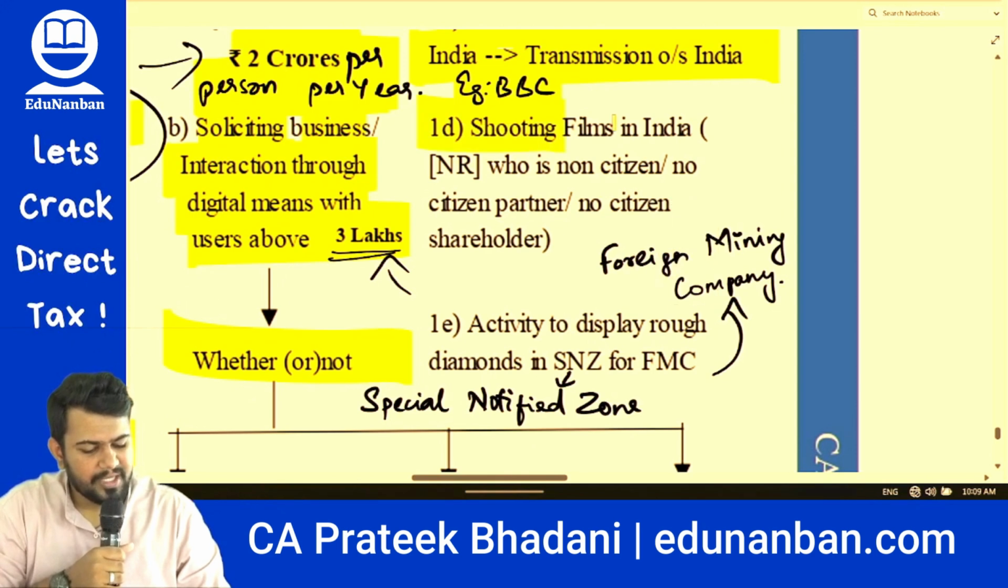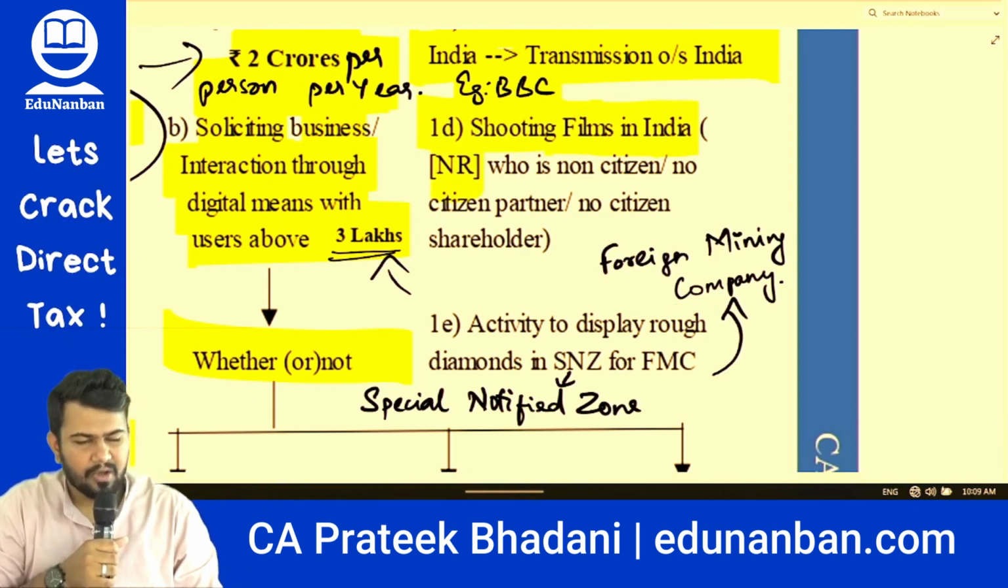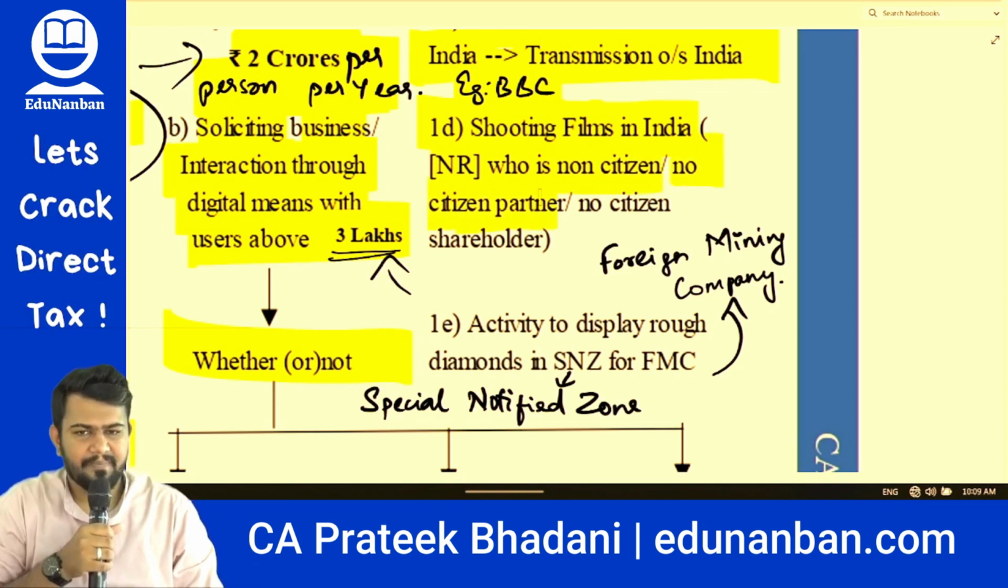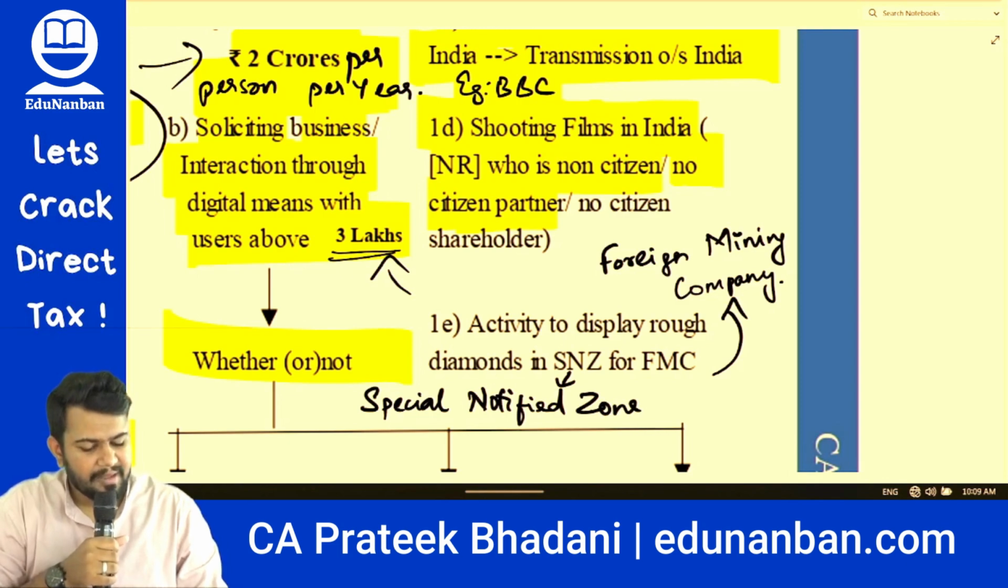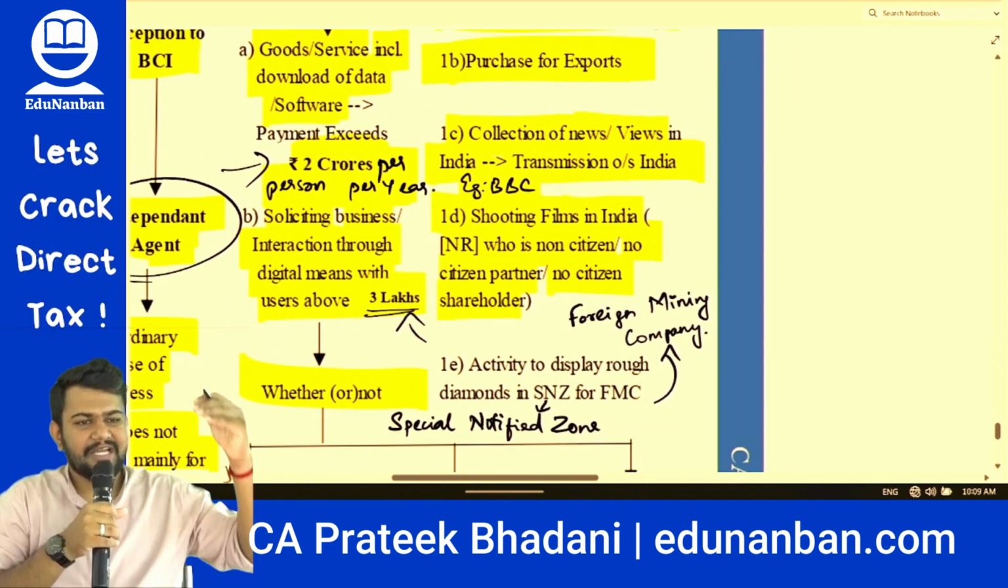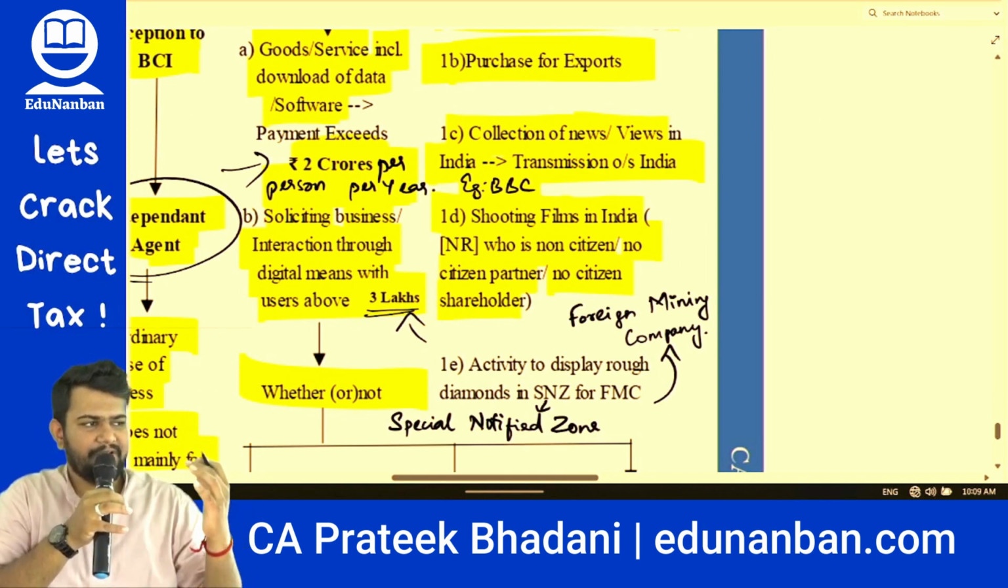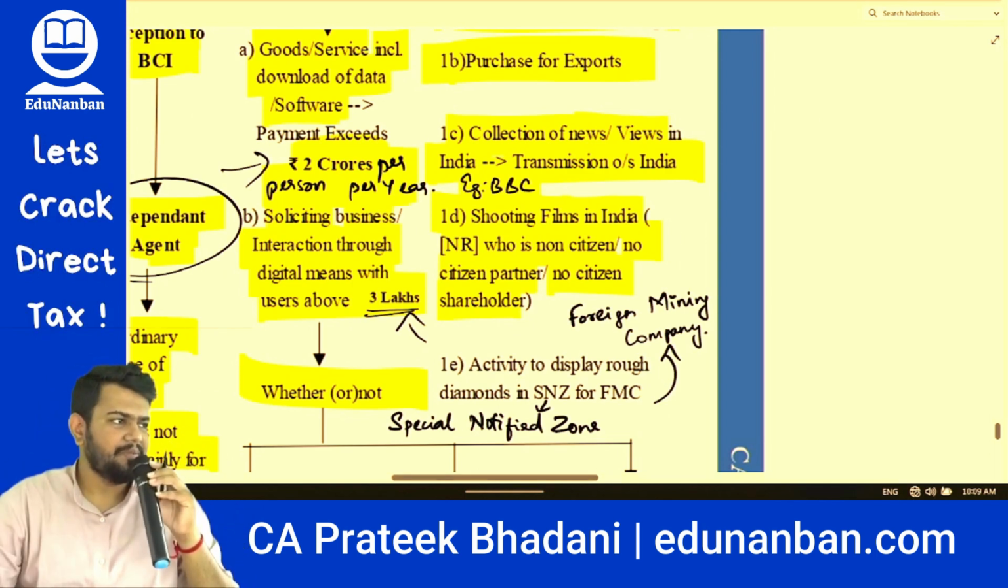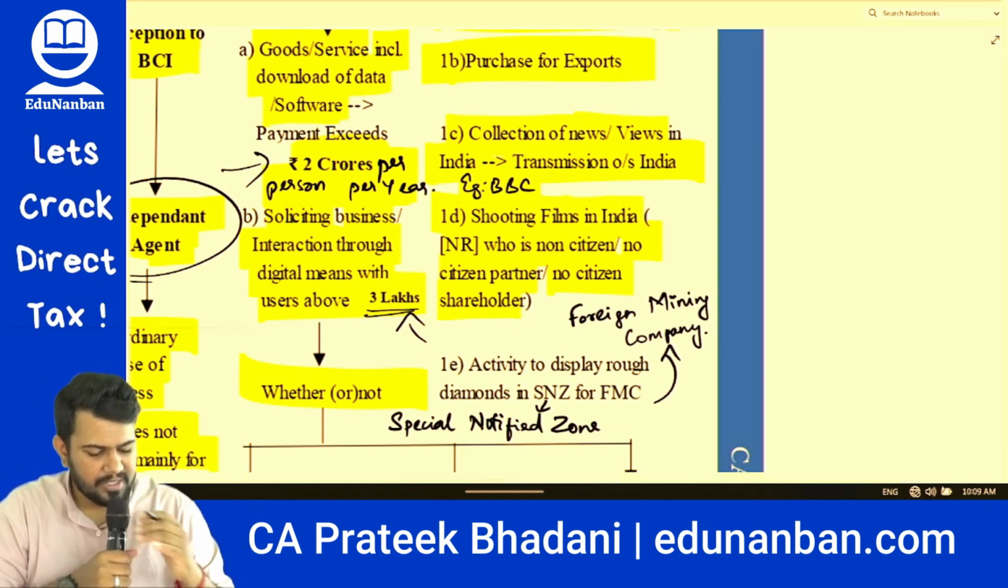Next, shooting films in India where the producer is a non-resident who is a non-citizen, or in case of partnership firm, it should have no citizen partner, and in case of company, it should not have any citizen shareholder. In such case, if such people are coming to India and shooting the films, income from such films will not be business connection in India.